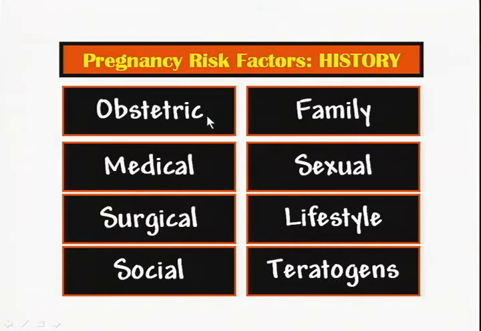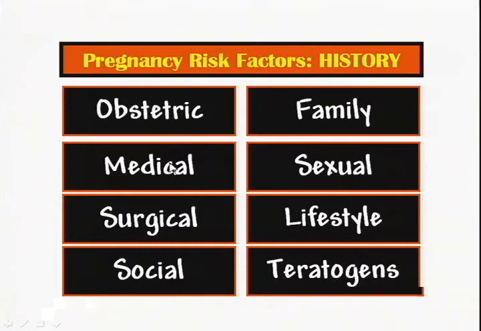Obstetric risk factors look at what happened to the previous pregnancy. Was it a term pregnancy? Was it premature? Was there placenta previa? Was there bleeding? Was there abruptio placenta? Was it a vaginal delivery? Was it a forceps delivery? Was it a cesarean delivery?